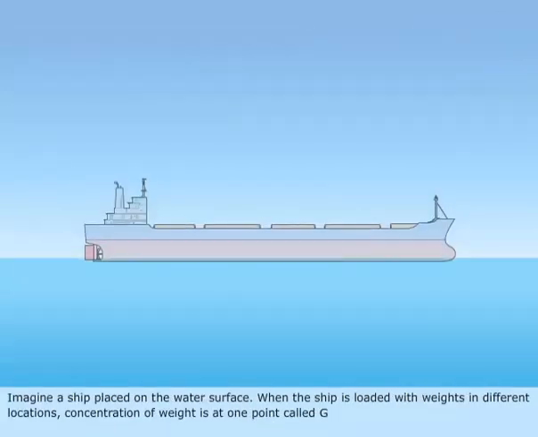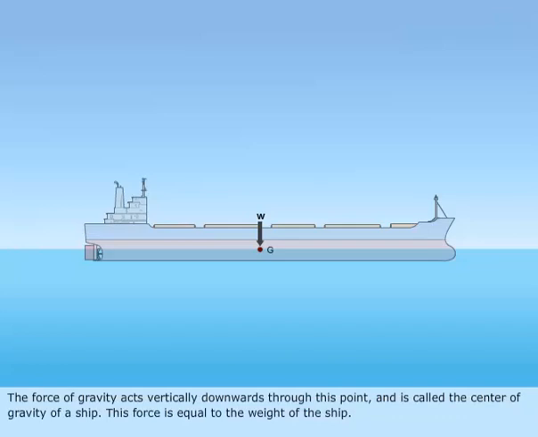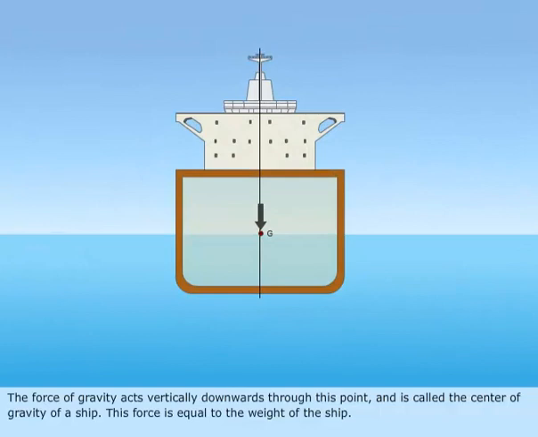Imagine a ship placed on the water surface. When the ship is loaded with weights in different locations, the concentration of weight is at one point called G. The force of gravity acts vertically downwards through this point, and is called the center of gravity of a ship. This force is equal to the weight of the ship.